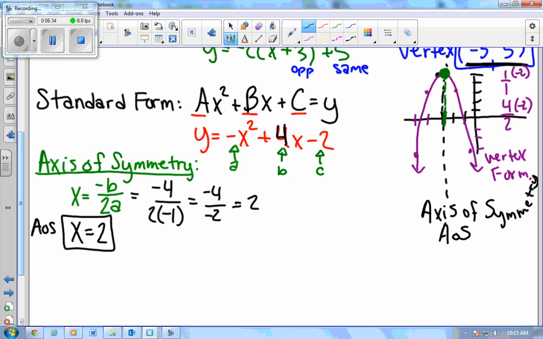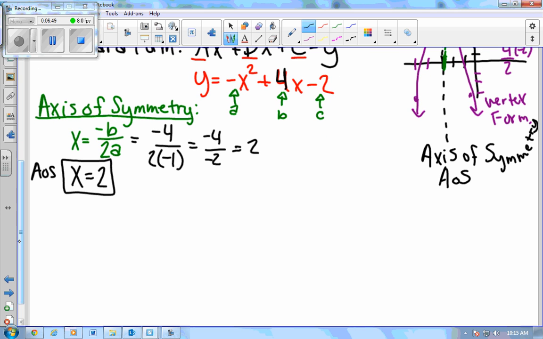It's an equation. It's not just 2. X equals means it's a line slicing through the x-axis, a vertical line that goes straight down through the x-axis, in this case at x equals 2. We can find the vertex by plugging in 2, because we know the vertex has an x value of 2. So to find the vertex, plug in the axis of symmetry. All of the x's are going to become 2's.